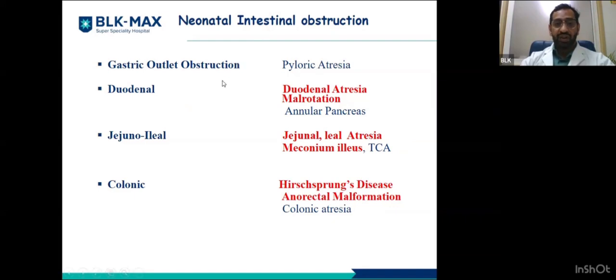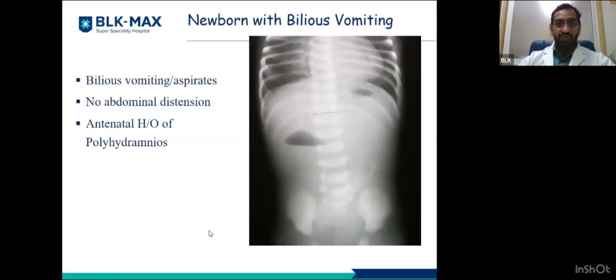So there can be a gastric outlet obstruction in pyloric atresia, and duodenal obstruction in duodenal atresia, malrotation, annular pancreas. Jejunal-ileal obstruction is seen in patients with jejunal-ileal atresia, meconium ileus, total colonic aganglionosis. And colonic obstruction is seen in Hirschsprung's disease, anorectal malformation, and colonic atresia. So we should be aware of all these differential diagnoses before we interpret the X-ray abdomen.